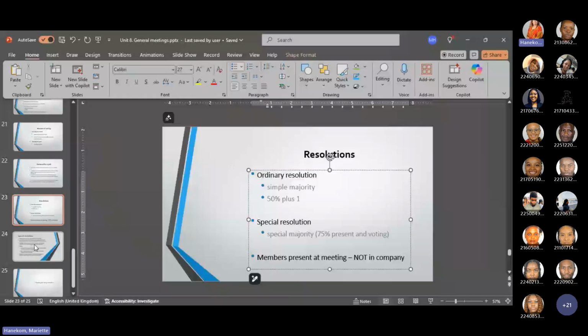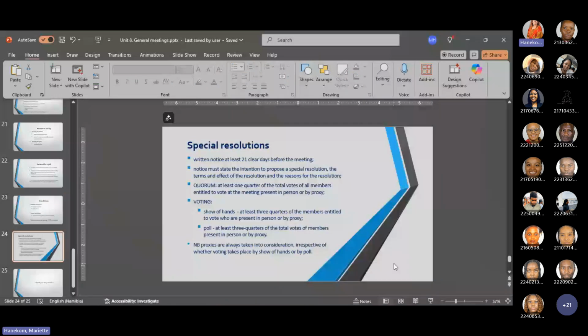Resolutions, section 207 of the Companies Act. This is in your handout as well.